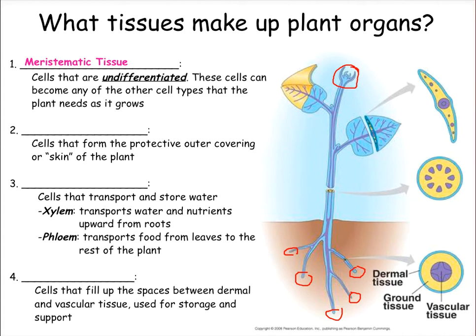The cells that make up meristematic tissue are undifferentiated, which means that they have not decided on what kind of cell they are going to be yet, and so they have the possibility of becoming any kind of cell that the plant needs as it grows.